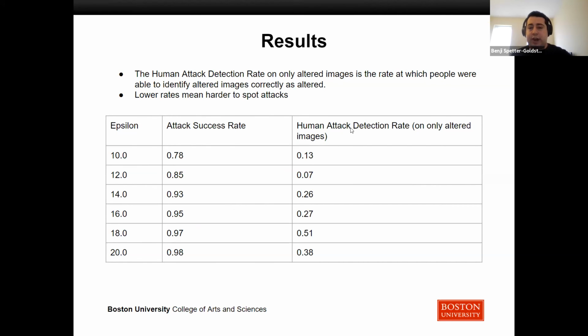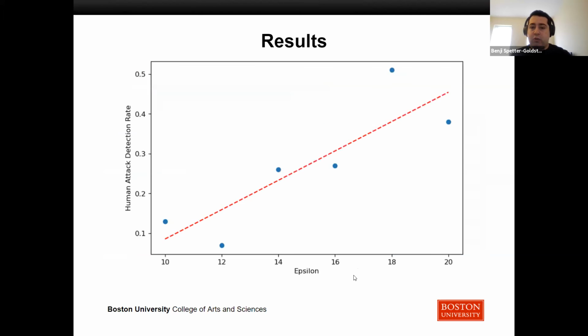And we can see here again that same trend when you look at only the altered images and how they performed on those, as opposed to how they performed on the unaltered images as well as a control. This is only the altered images. We also see that it increases at a very similar rate, which shows us that there really is this correlation.